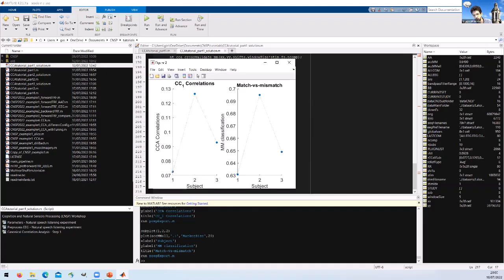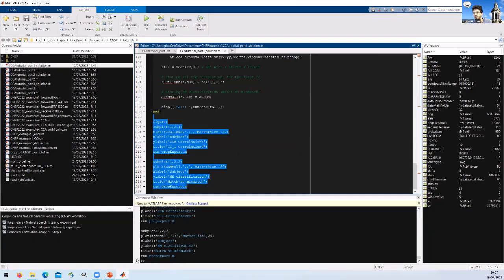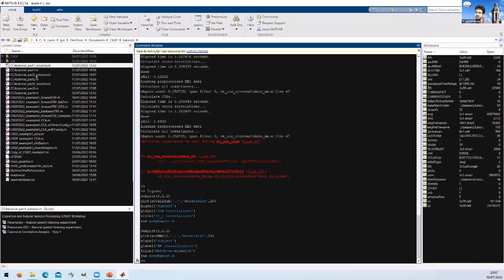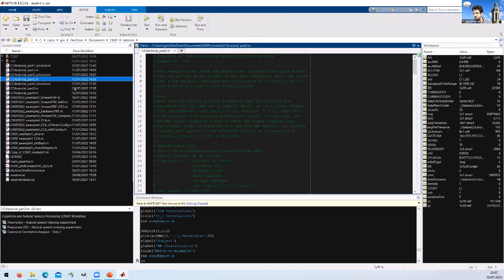So for subject 1, you get this correlation. For subject 2, you get this correlation. For subject 3, you get this correlation. So I'll leave this to you in terms of the solution of part 1, which you can run as a basic script. But are there questions here? Otherwise, in part 2, there is something to do.